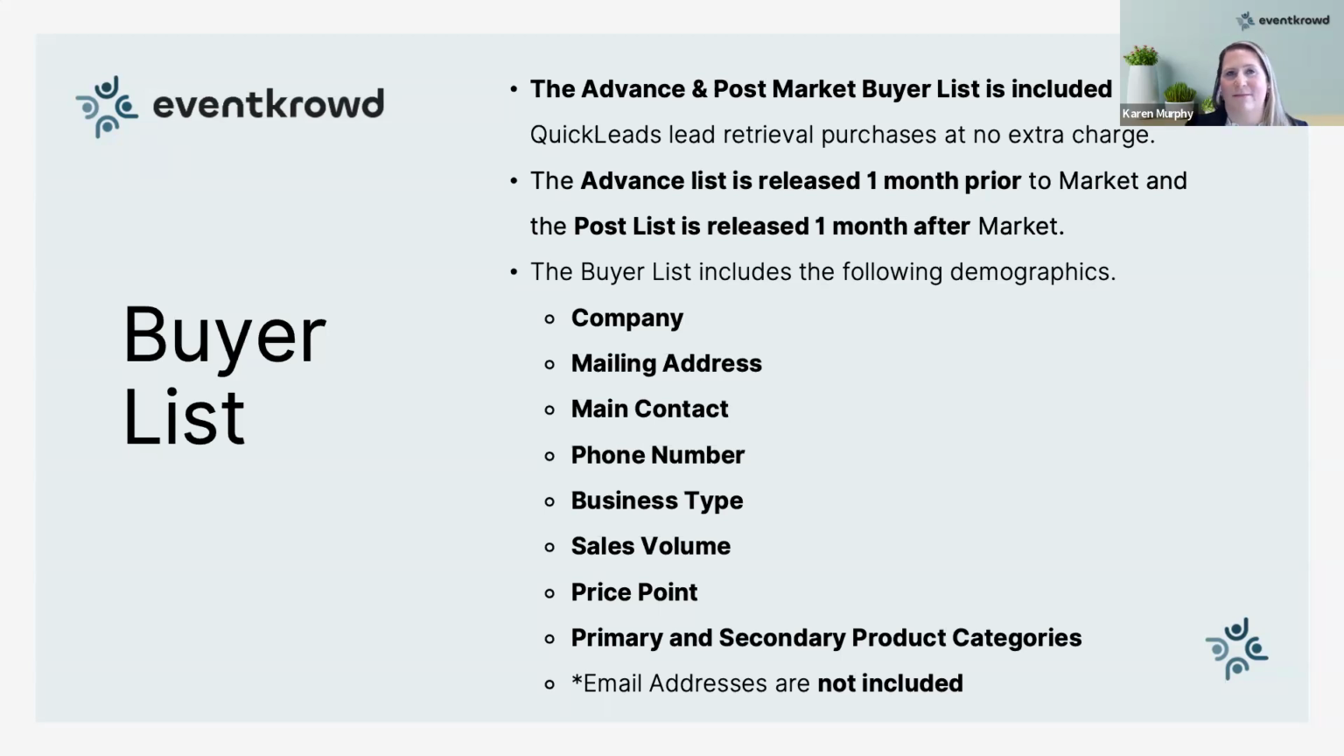However, I would encourage you to think about the cost effectiveness of it, because you would be able to actually scan and gather data with your device during the market and also receive this buyer list at no extra charge. The advanced list comes out 1 month prior to market, and the post list comes out 1 month after market. So those are the release timelines. There's an email that will be sent letting you know that it's available for you to download.